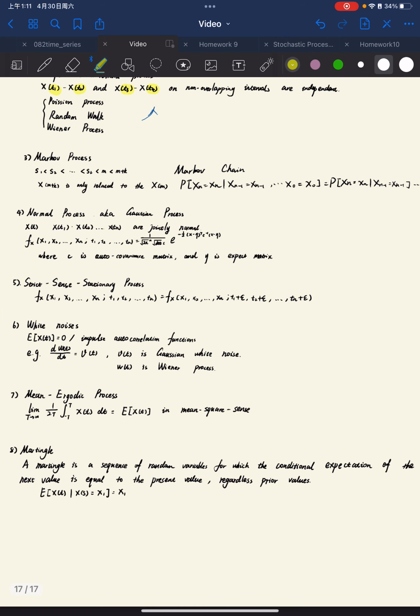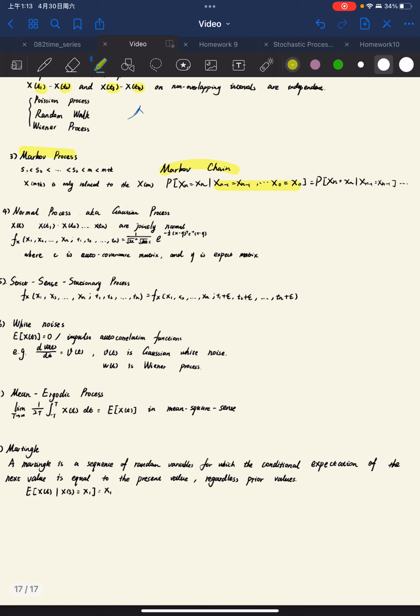The third one, the Markov process. We have the Markov chain definition, which is the probability of Xn equals xn given the other times' intersections, it equals the probability of Xn equals xn given Xn-1 equals xn-1, and also times the probability of Xn-1 equals xn-1 given Xn-2 equals xn-2, and multiply all this together, finally ending with X0 equals x0.